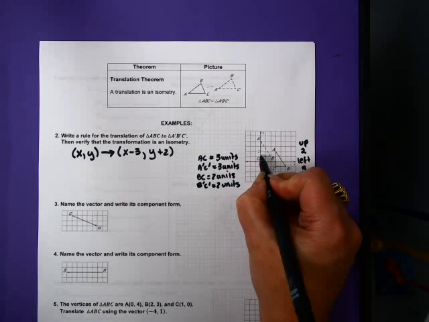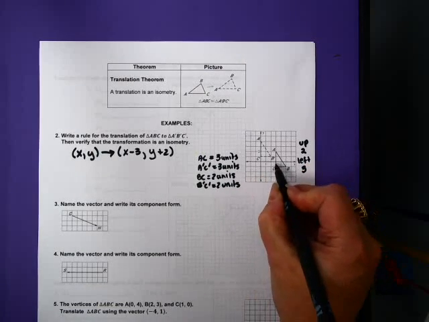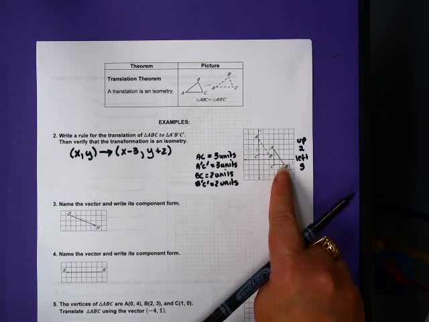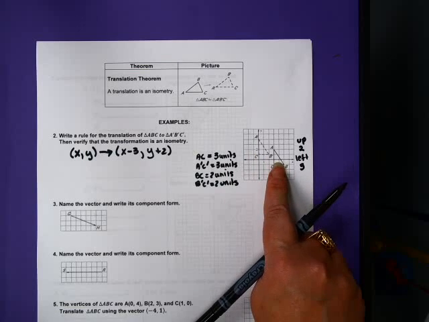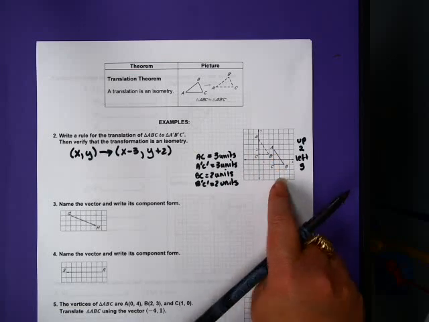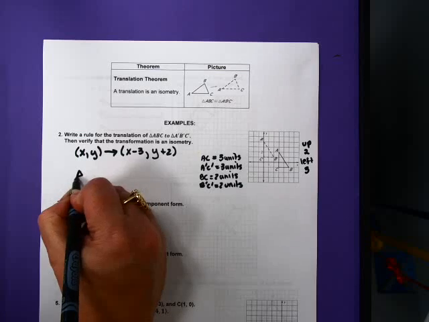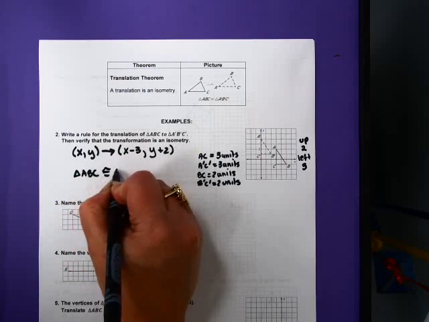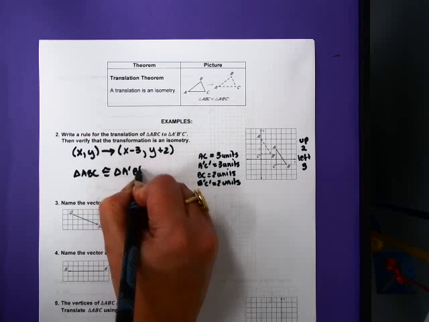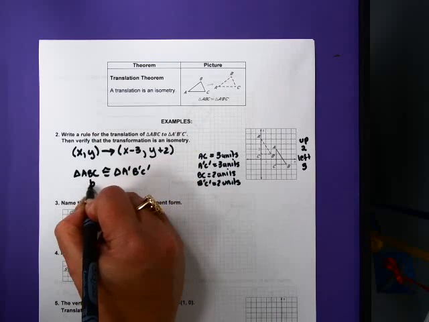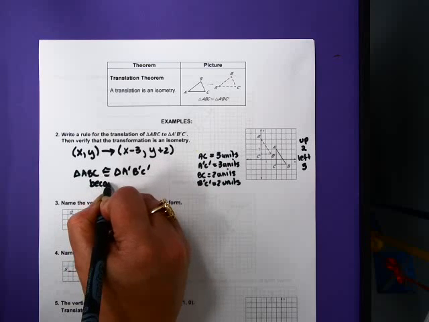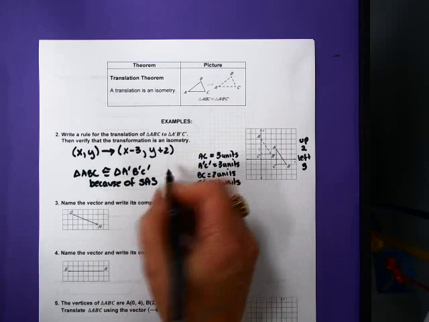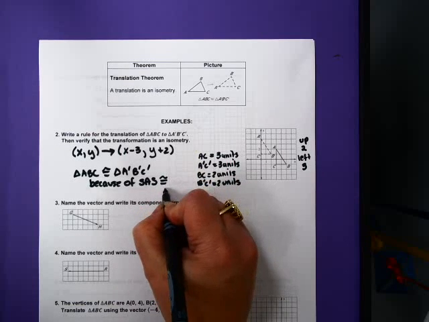And then I have, you can tell this is a right angle, because you can see that square there. Those are right angles. So this is congruent to this because of side, angle, side. So triangle ABC is congruent to triangle A prime, B prime, C prime because of the side, angle, side congruence postulate.